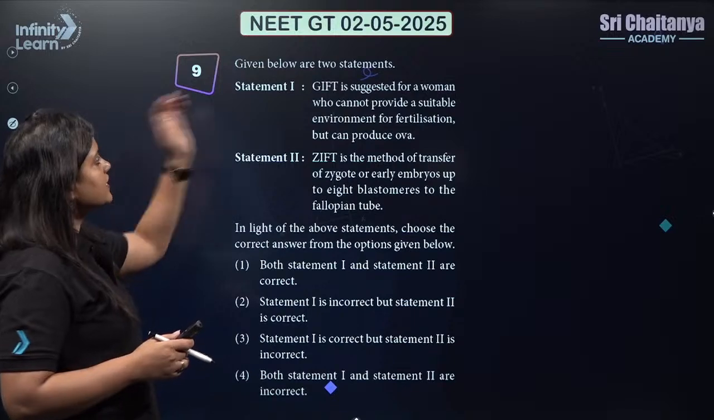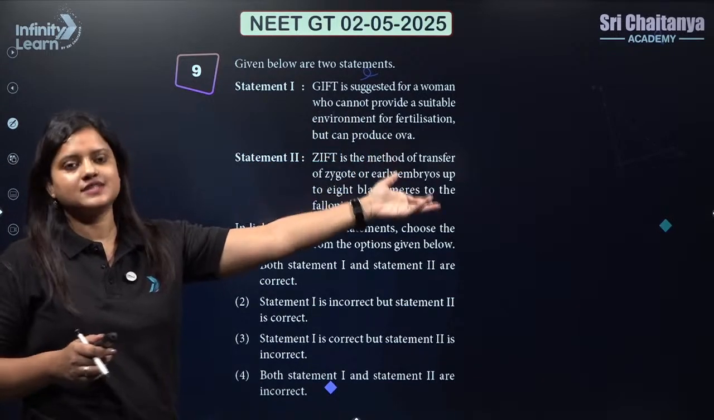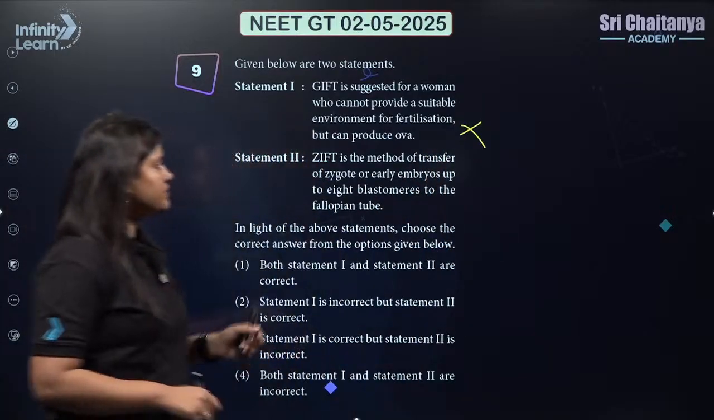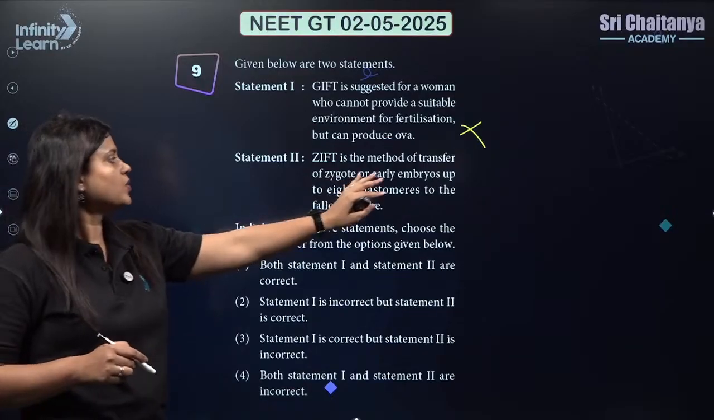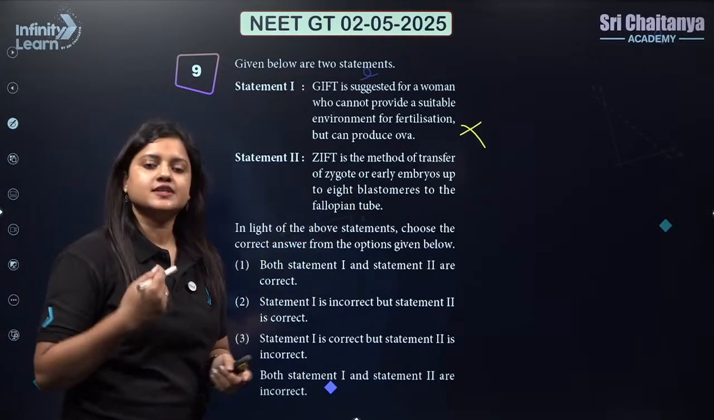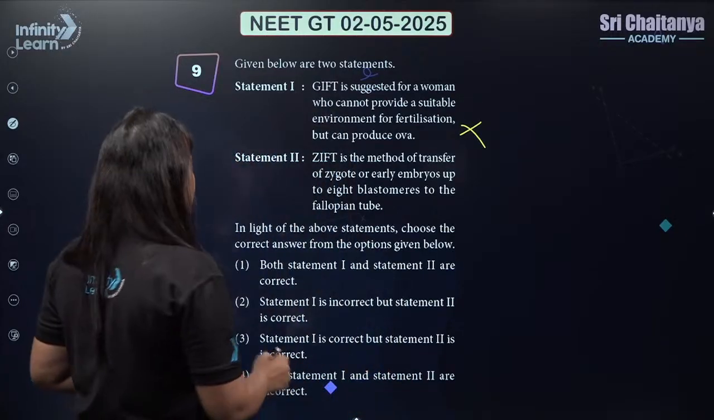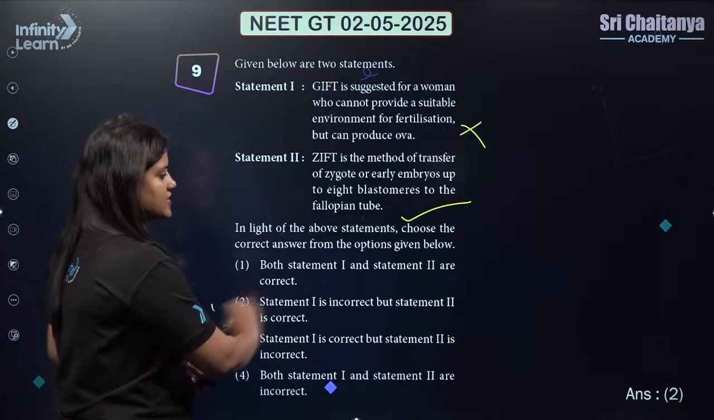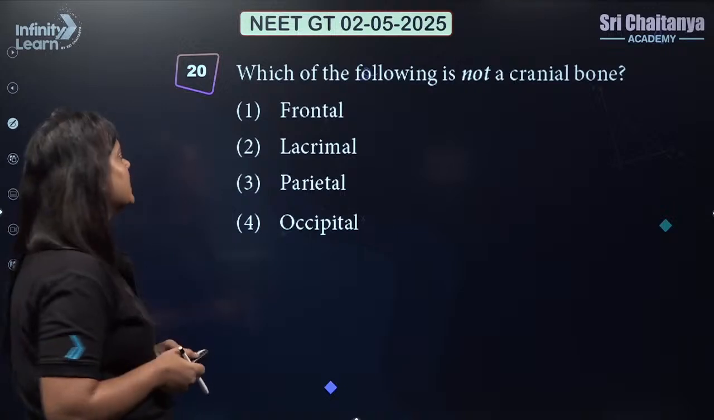Now statement 1. GIFT is suggested for a woman who cannot provide a suitable environment for fertilization. So definitely GIFT cannot be suggested to them. GIFT is the method of transfer of zygote or embryo up to 8 blastomere stage to the fallopian tube. ZIFT means zygote intrafallopian transfer, so that is true. So 1 is incorrect, but 2 is correct. Correct answer will be, that's why, 2. Very good, keep it up, very nice. Keep on telling me the answers.